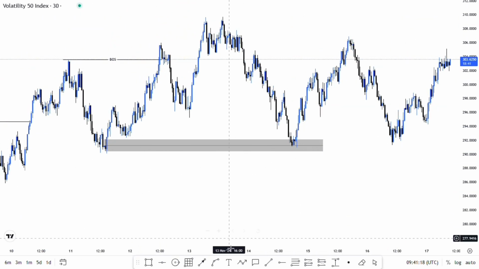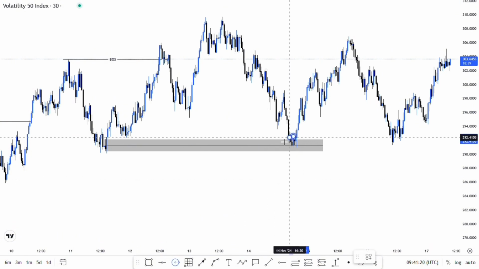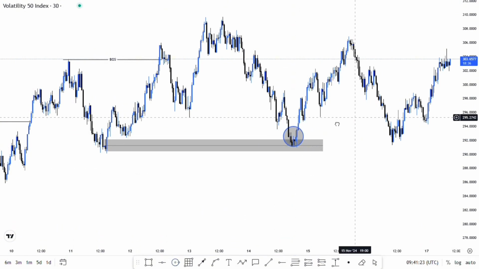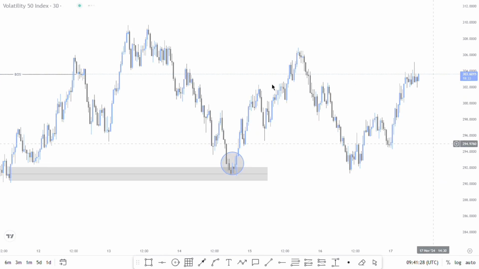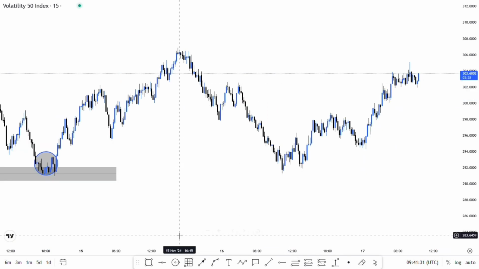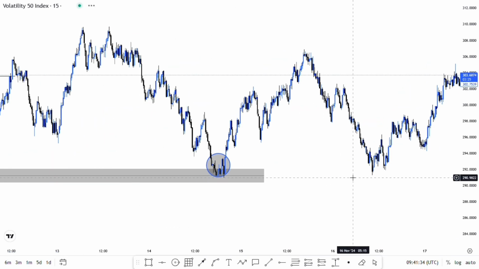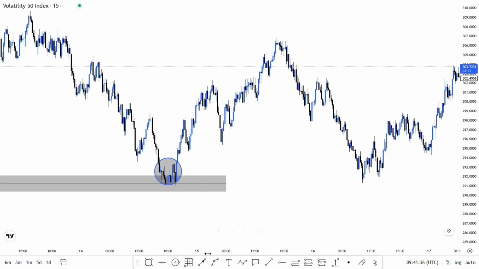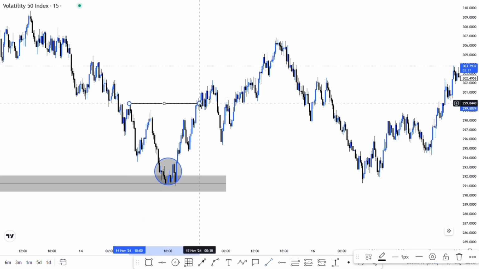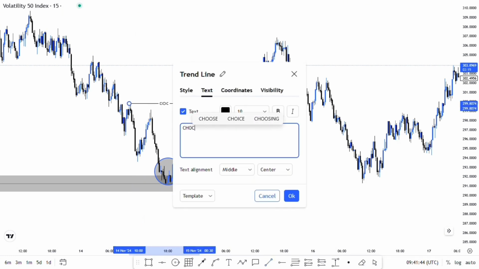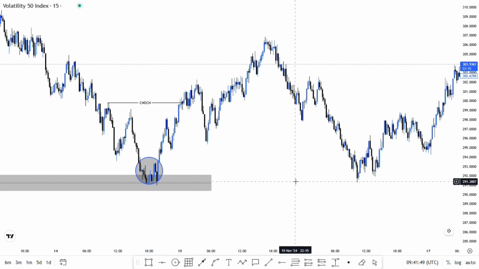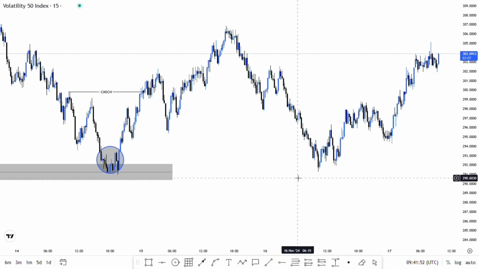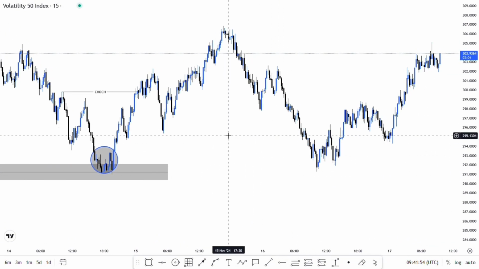Once price tapped into my origin right there, as you can see at this point, I didn't immediately place my buy trades. I waited for price to give me a change of character on the 15-minute time frame. Our change of character was right at this point. This type of entry is called the confirmation type of entry, whereby we wait for a change of character before placing our buy trades.